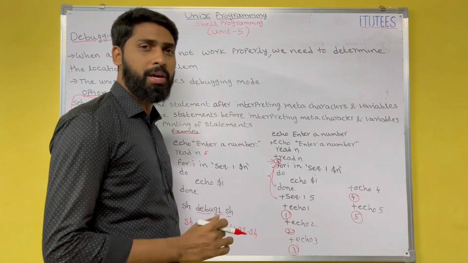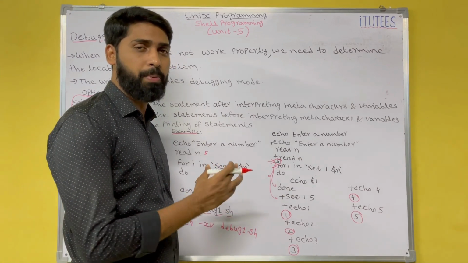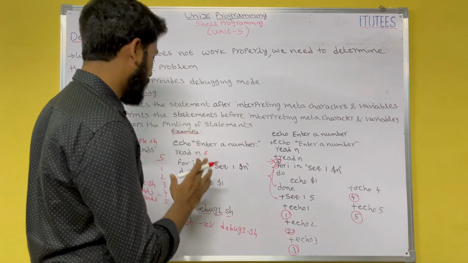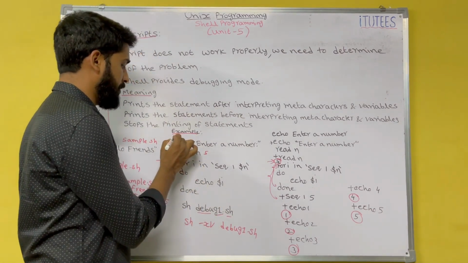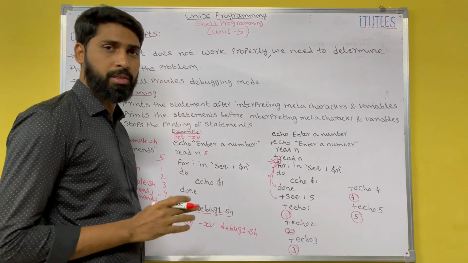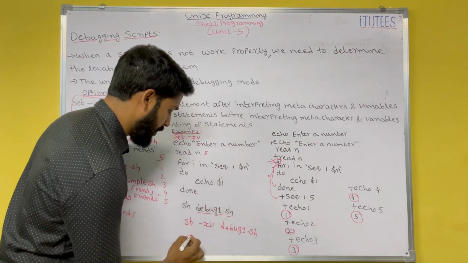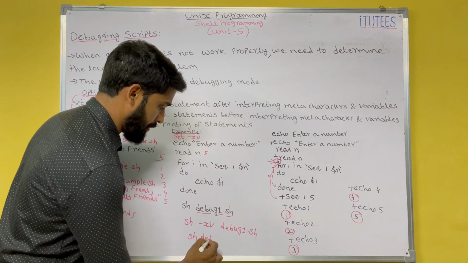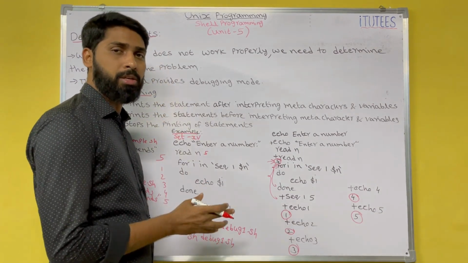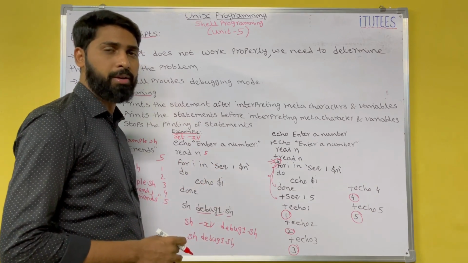There is another way, by using the set command. In our previous class we also discussed the set command. When you are writing the script, if you write set -xv on the first line, then when you execute this script, debug1.sh, it is executed in debug mode.